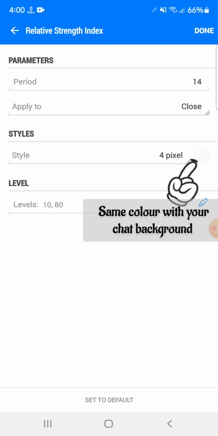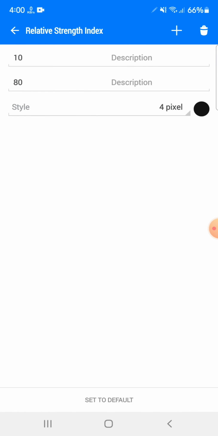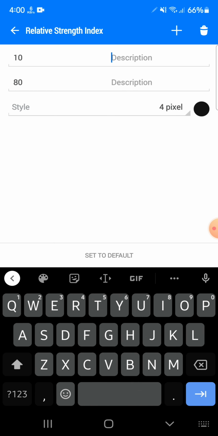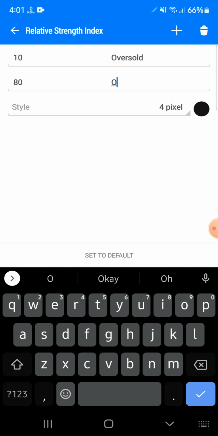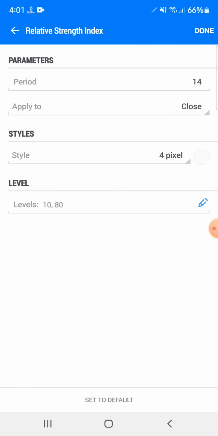You say done, but now the levels are a bit different. It's 10 and 80. Over here, you can just put oversold and overbought, something like that, just for you to know what's going on the chart.